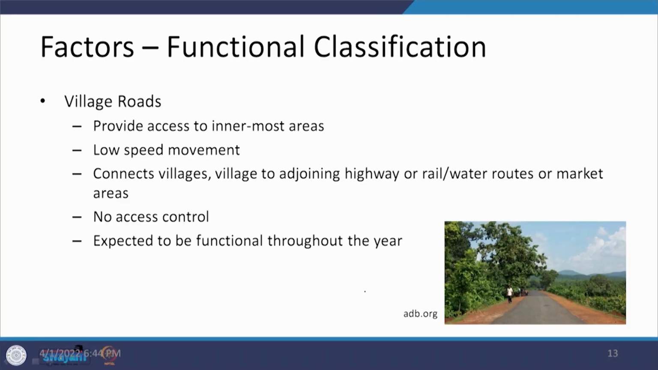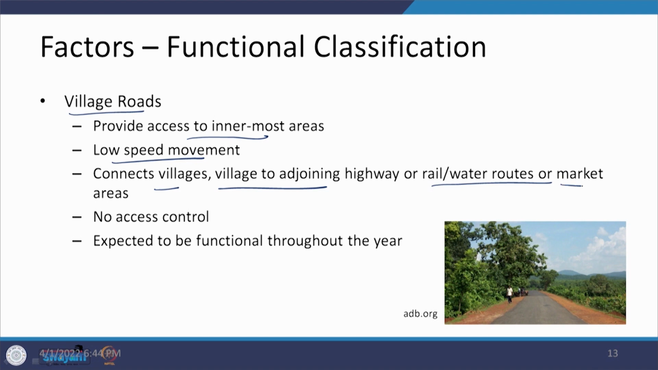The last categorization in these highways which are passing through the rural areas is the village roads. They are expected to provide the further inner connectivity in any of the areas. The speeds are going to be quite low in this case. They are going to connect the villages or the group of villages. They are going to connect it with the rivers which are passing through that particular area.